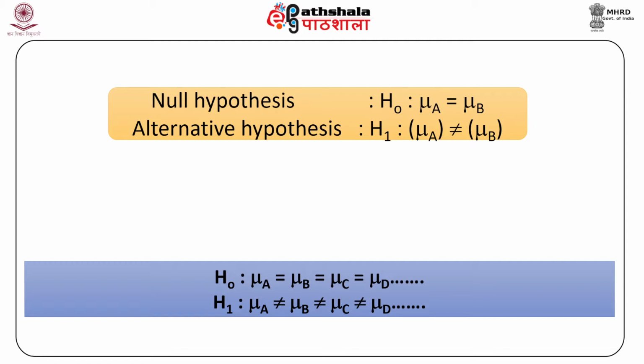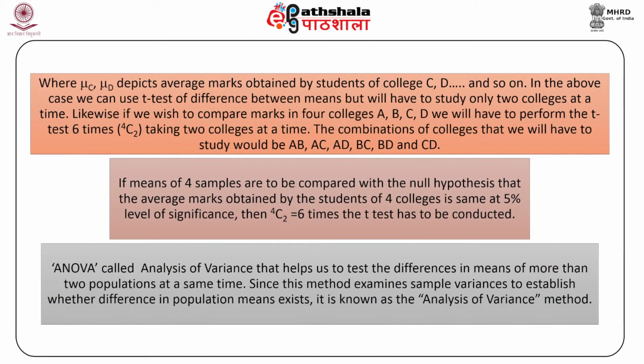But suppose we have to compare the academic performance of students in more than two colleges. We cannot easily use the above t-test. Now, we require another method that can simultaneously test the null hypothesis that the average marks obtained by students of three or more colleges is equal as against the alternative hypothesis that the average marks obtained by the students of these three or more colleges is not same. That means our null hypothesis now would be H0: mu A equal to mu B equal to mu C equal to mu D, and so on, and H1 is now mu A not equal to mu B, not equal to mu C, not equal to mu D, and so on, where mu C, mu D depict average marks obtained by students of college C, D, and so on.